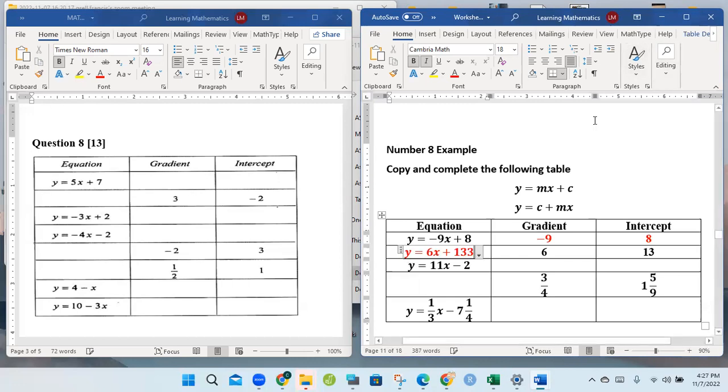In this example here now, we are given the equation and we have to write what is the y-intercept and the gradient. The gradient is the number in front of the x. The gradient is 11. And the y-intercept is the number by itself. Y-intercept is -2.